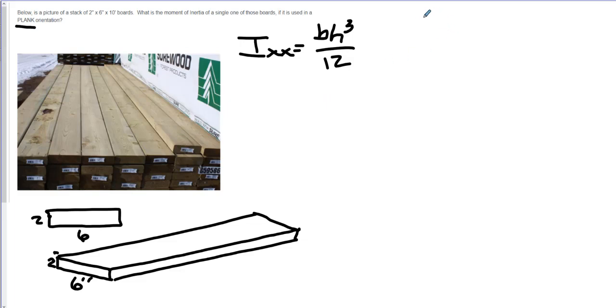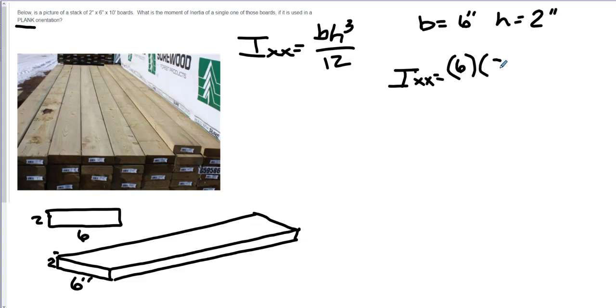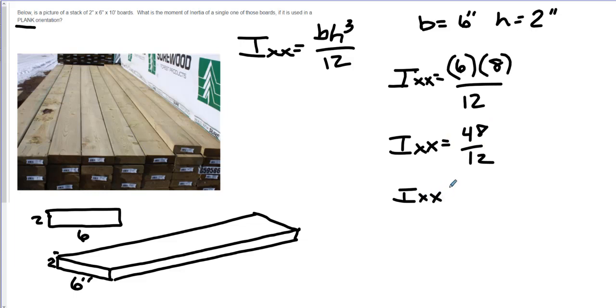So if we do our givens, our base is equal to 6 inches. Our height is equal to 2 inches. Then we substitute into this equation. Moment of inertia is going to be equal to 6 times 2 cubed, which is 8, divided by 12. Moment of inertia is equal to 48 divided by 12. Moment of inertia is going to be 4.